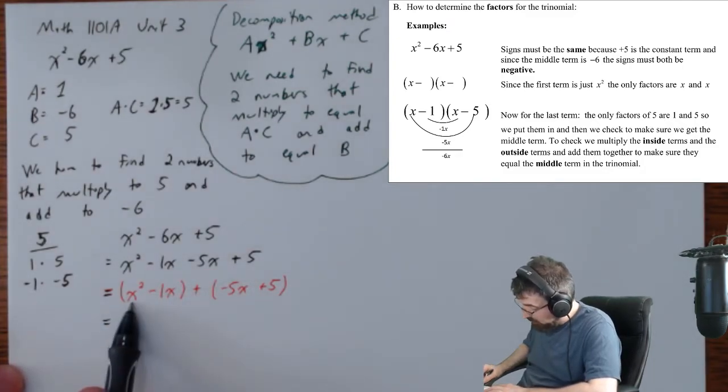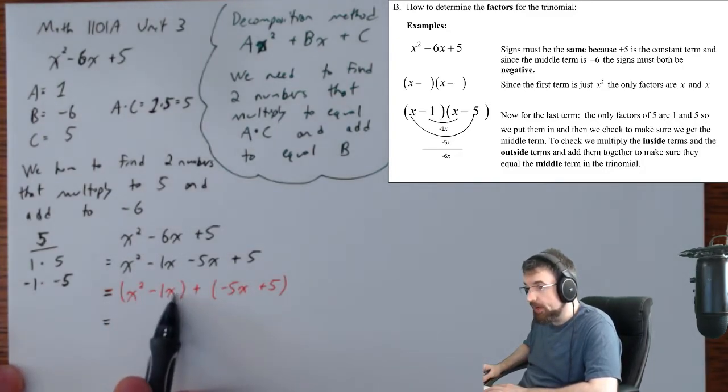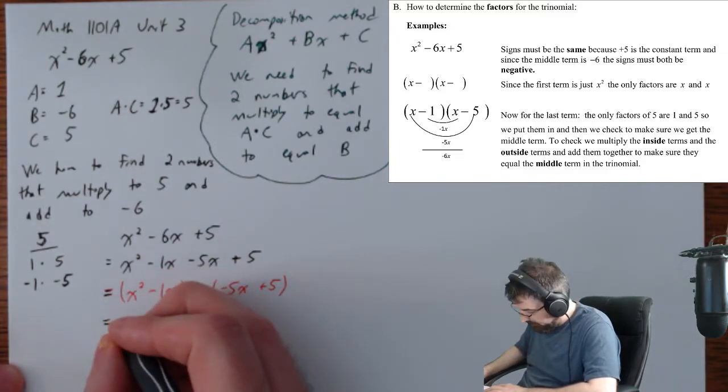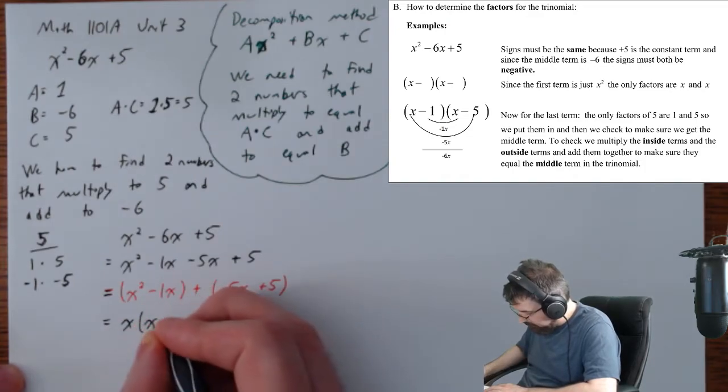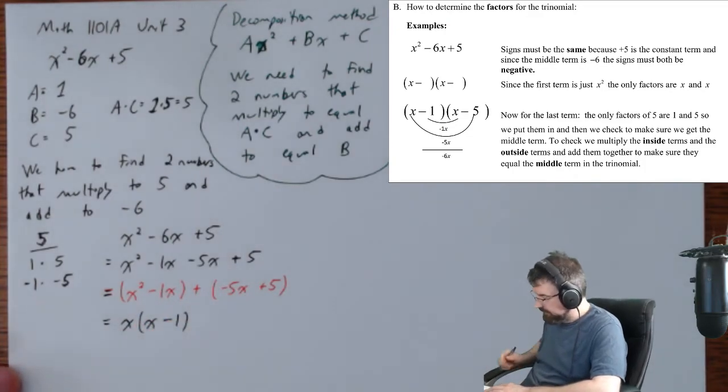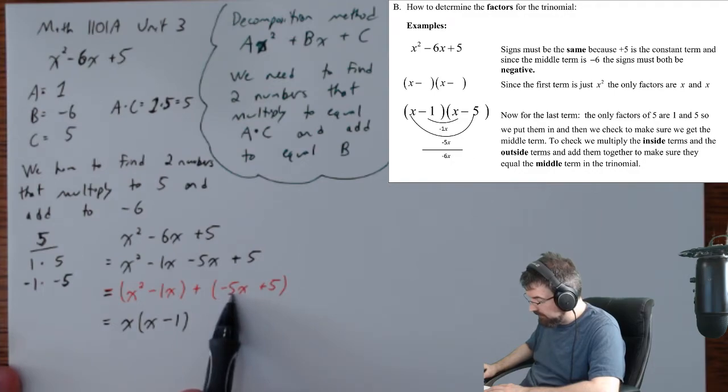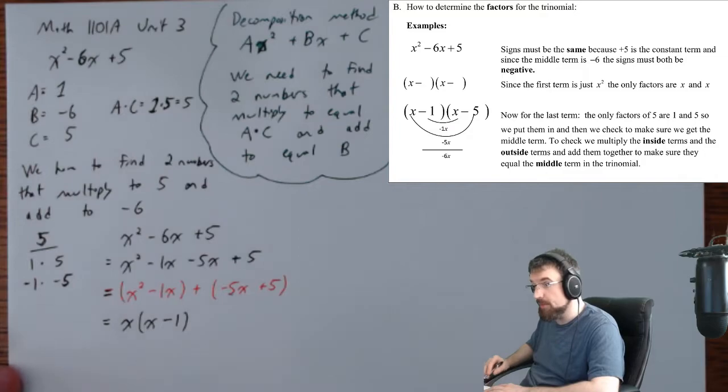So here this is an x squared and a -1x. There's an x in both. So I'll factor that x out and put it outside the bracket. Inside now this will become x and this will become minus 1. And over here, I can take out 5 out of both of these.